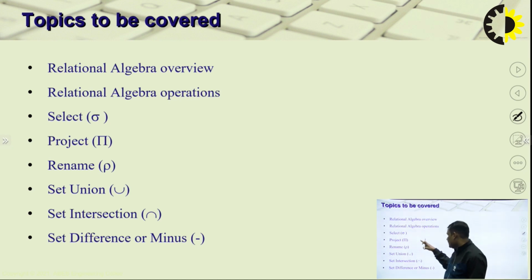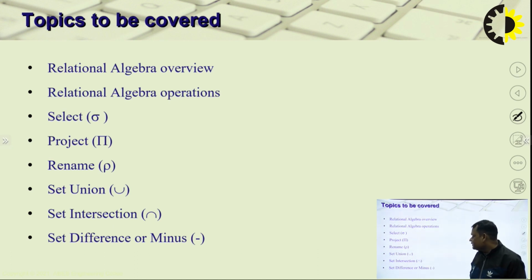The first operation is the selection operation, the second is the projection operation, the third is the rename operation, the fourth is the set union operation, the fifth is the intersection operation, and the last is the set difference or minus operator.